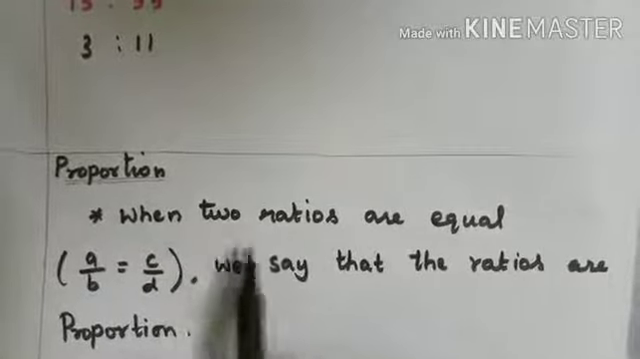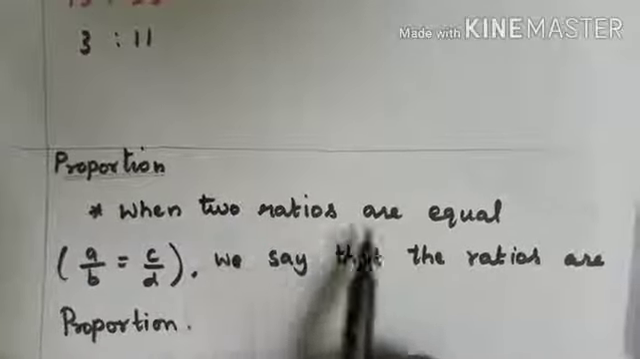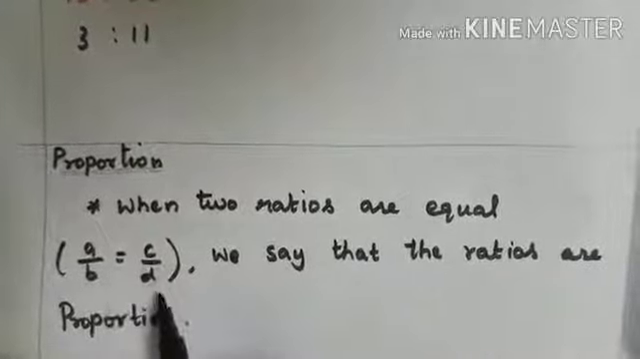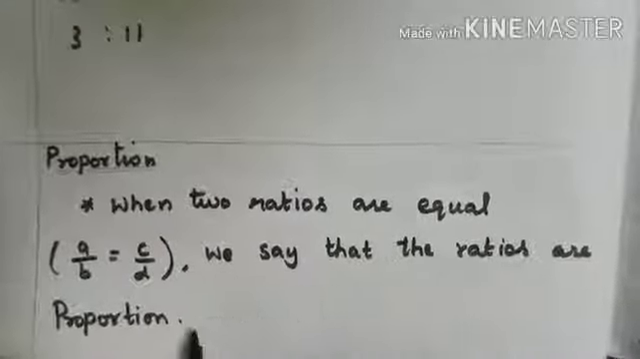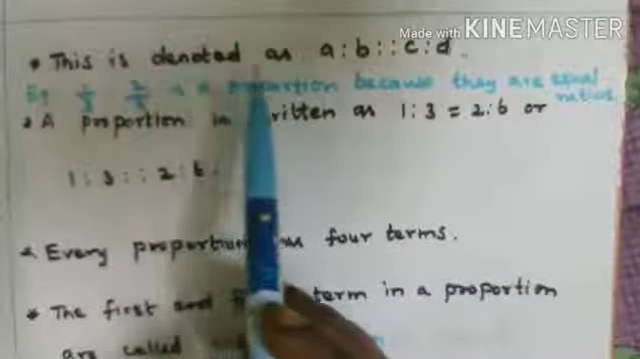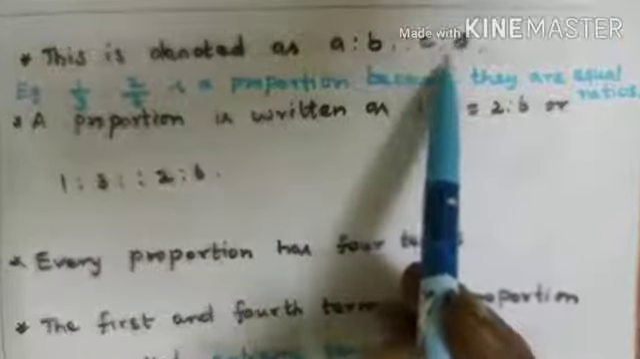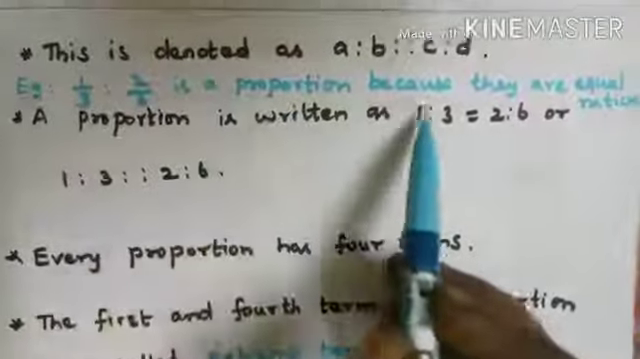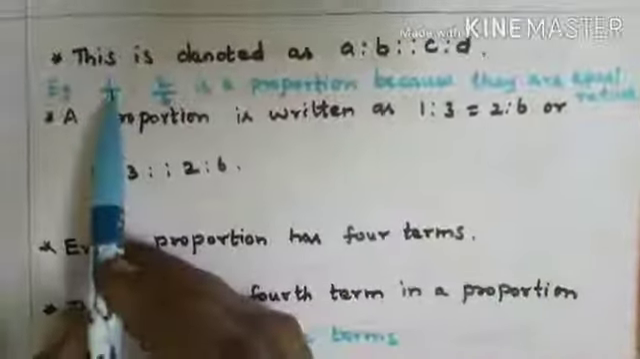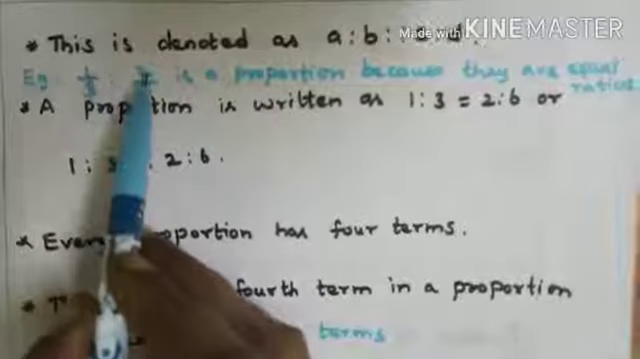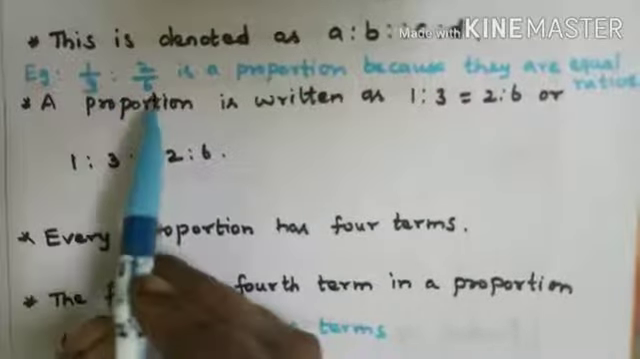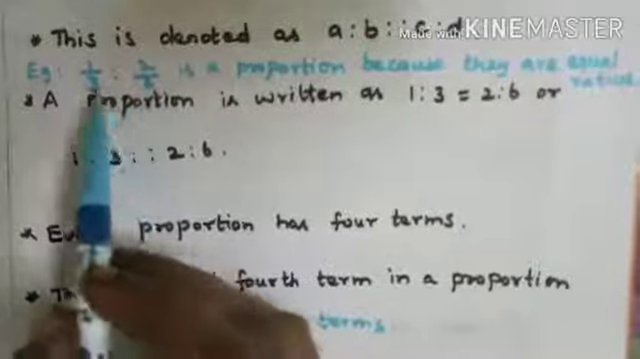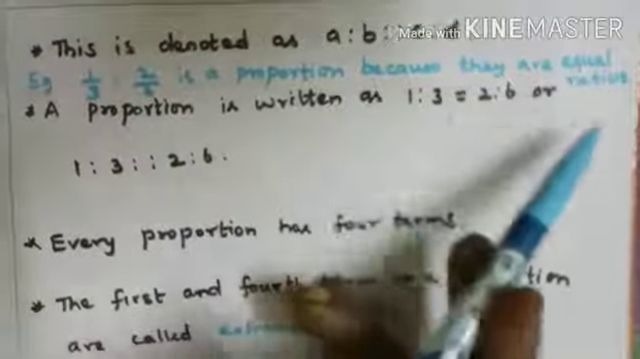Proportion. When two ratios are equal, A by B equal to C by D, we say that the ratios are in proportion. This is denoted as A is to B as C is to D. Now example, 1/3 is to 2/6 is a proportion because they are equal ratios. See here, when 1 is multiplied with 2, we get 2. And 3 is multiplied with 2, we get 6. Therefore, it is a proportion because they are equal ratios.